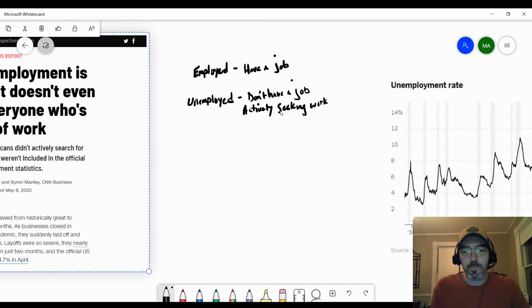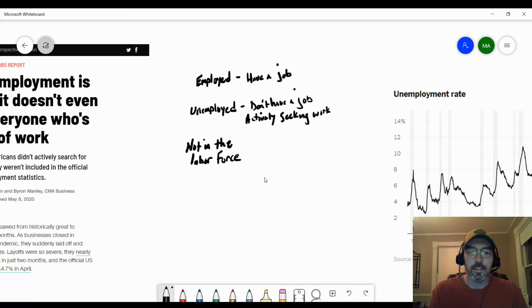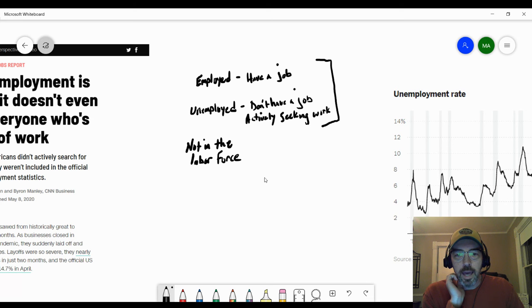So what do we call these people? So there's a third category of people, and we simply refer to them as not in the labor force. Not in the labor force. My daughter is not in the labor force. My dad is not in the labor force. Who is in the labor force? These people. Anyone who's officially employed or officially unemployed. Remember, that means actively seeking work. They are in the labor force.